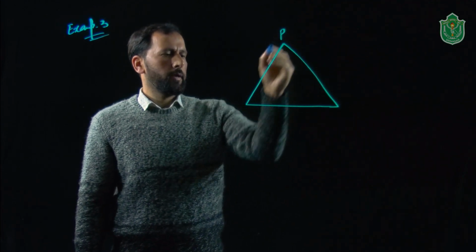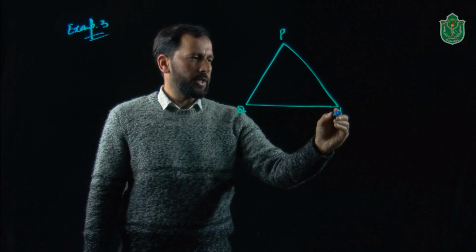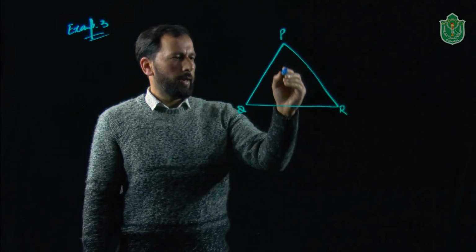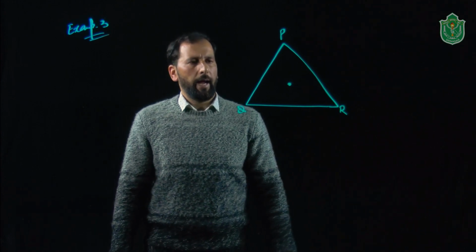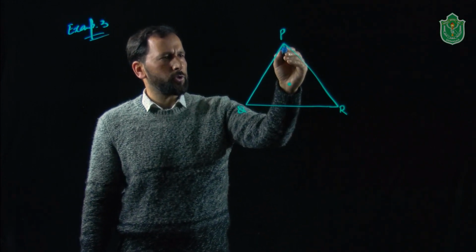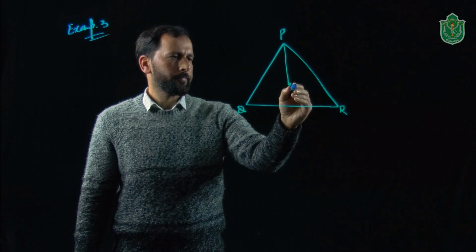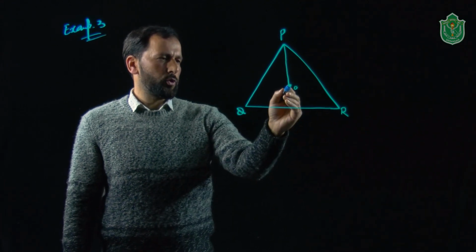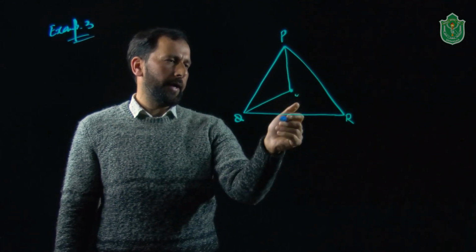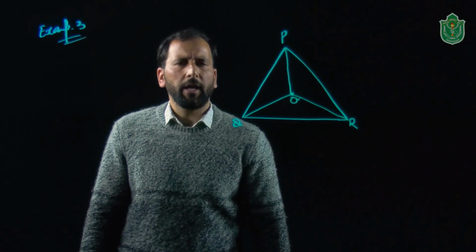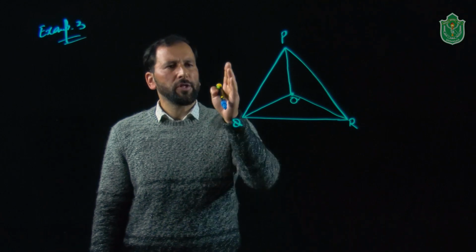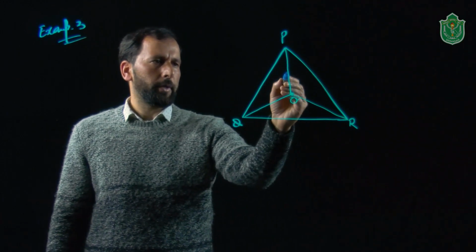PQR is a triangle in which there is a point in its interior, that is point O here. If we join P to O, further if we join O to Q and O to R, and there is a point D on side PO, this is point D here.